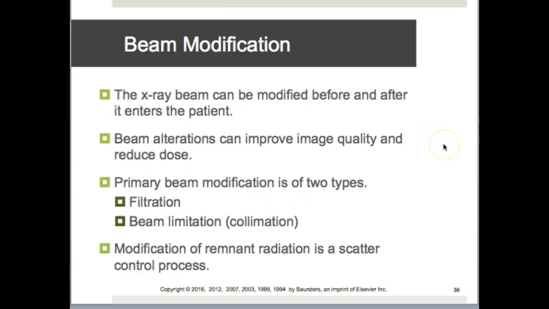X-ray beams can be modified before and after they enter the patient. Beam alterations can improve the image quality and reduce dose. There are two types of primary beam modifications: filtration and collimation. We talk to you guys all the time about collimation. Modification of the remnant radiation is a scatter control process.